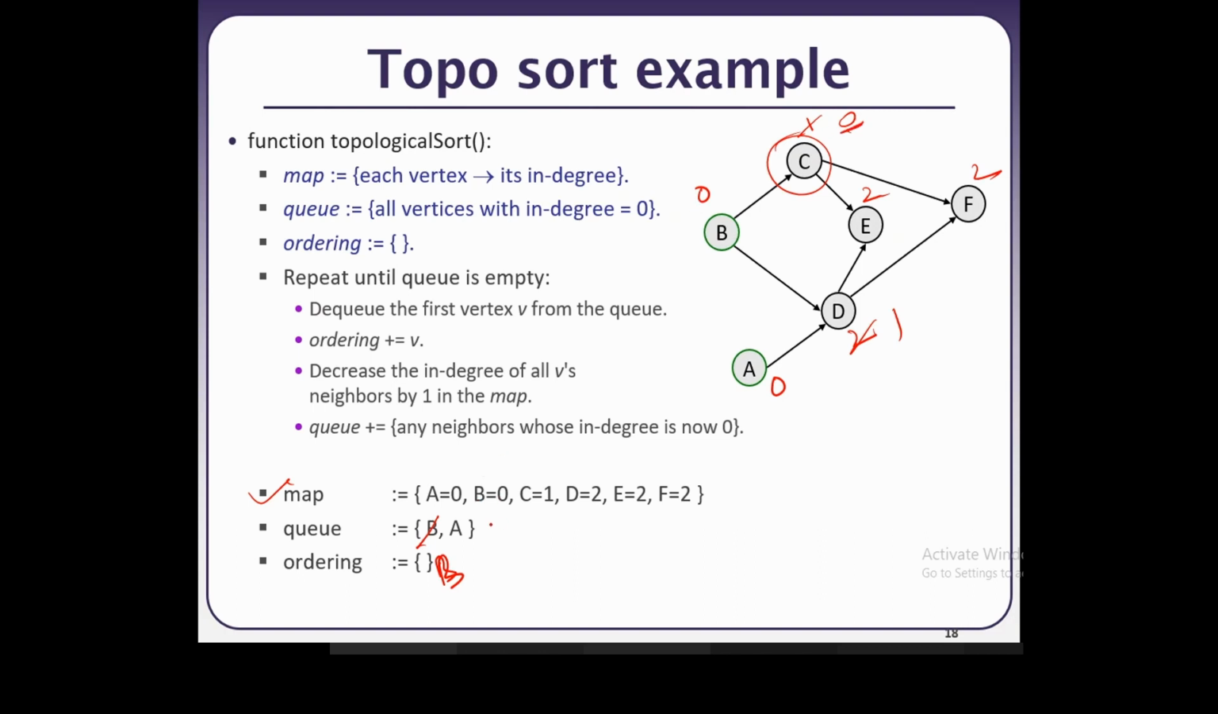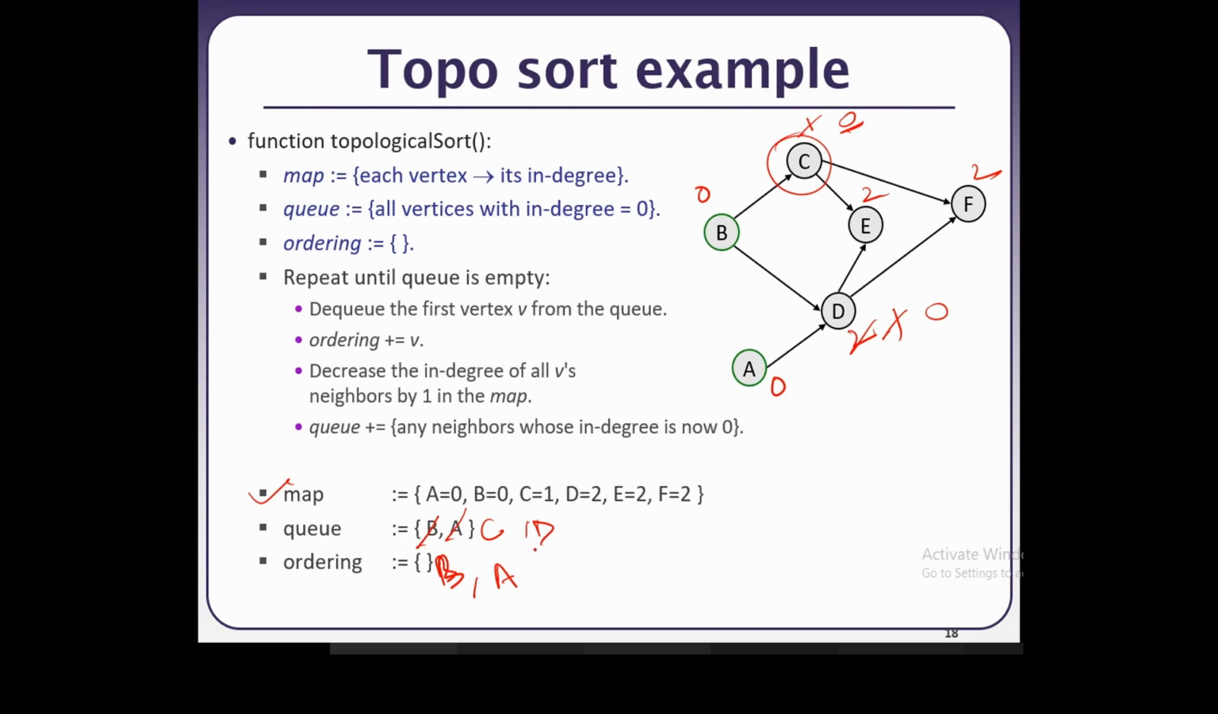So now C is here. Okay, this is the scene. So now the queue contains A and C. Now A will be out from the queue, A will be added to the ordering, and the in-degree of the adjacent node to A will be reduced by 1. This is the only adjacent node to A, so its in-degree becomes 0. We can see here, now the in-degree of D is 0, so D will be added into the queue.